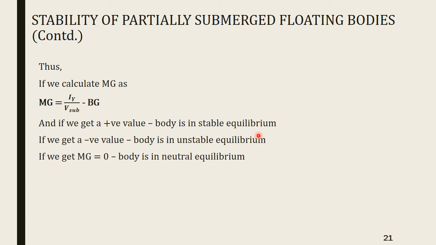And if we get MG as equal to 0, then the body is said to be in neutral equilibrium. And so we will use the same formula, and depending on whether our answer comes out to be positive, negative or 0, we will term the equilibrium to be stable, unstable or neutral respectively.